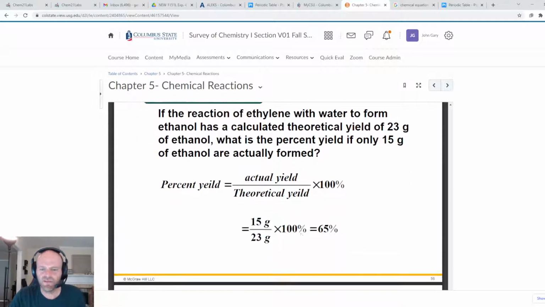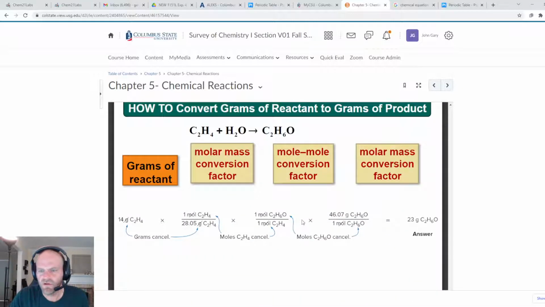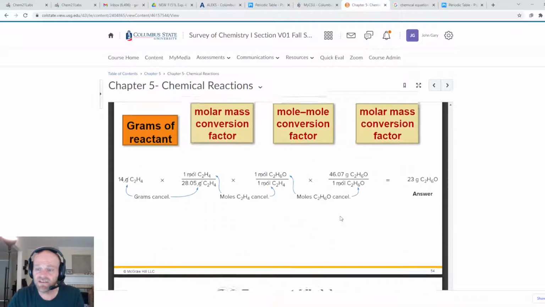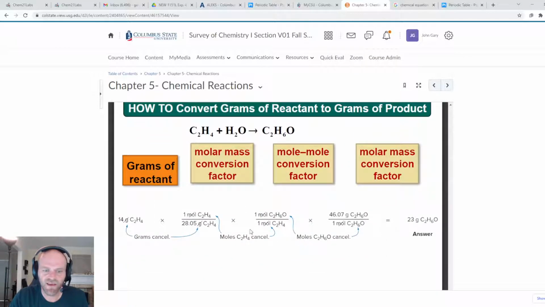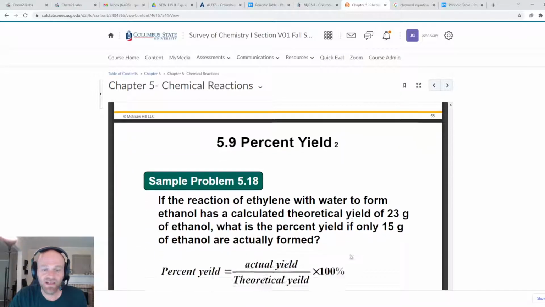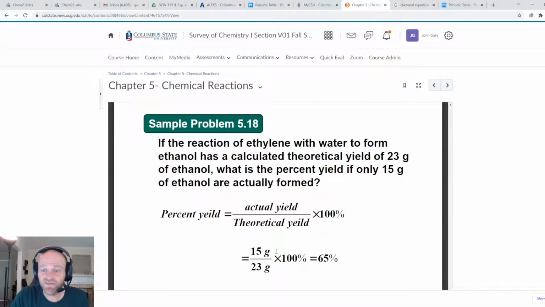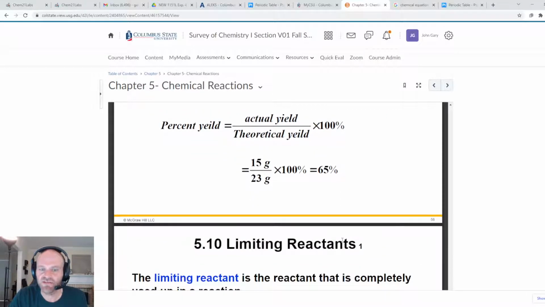Okay, so let me look at a problem. Was this that problem? Yeah, this is that problem. So in this problem with the ethane right here, we calculated that we would get back 23 grams, but in actuality, we only got back 15 grams of ethanol. That's what that is, ethanol. So the yield was 65%.